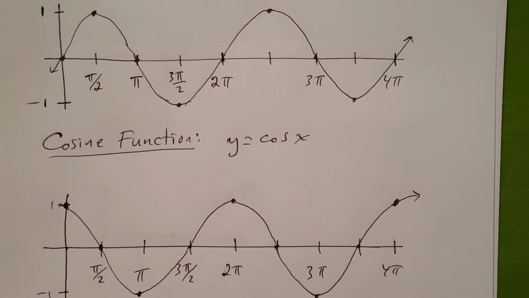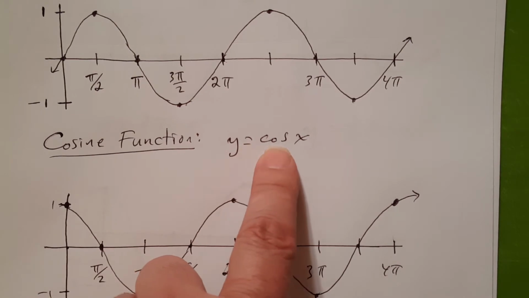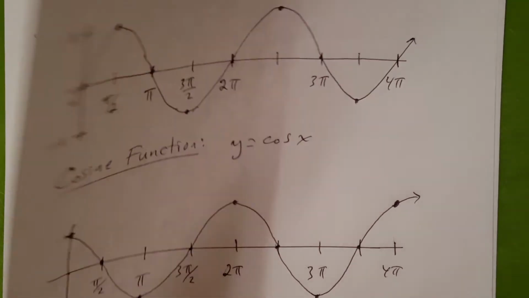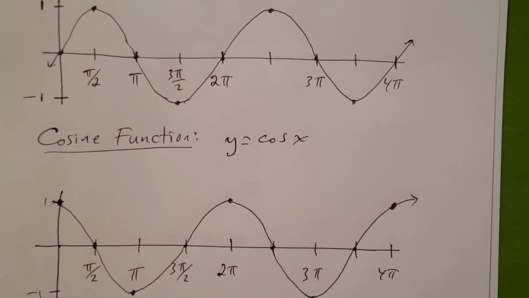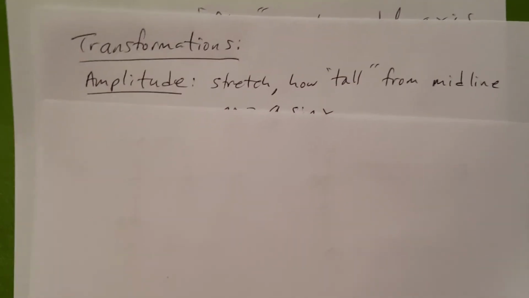Okay, so what we're going to do now is transform them. So what if we put numbers in the front, in the middle, or the back? What does it do to the graph? Okay, so we're just going to do 2 transformations tonight, and we'll do the rest tomorrow night. Transformations. First, let's look at the amplitude.